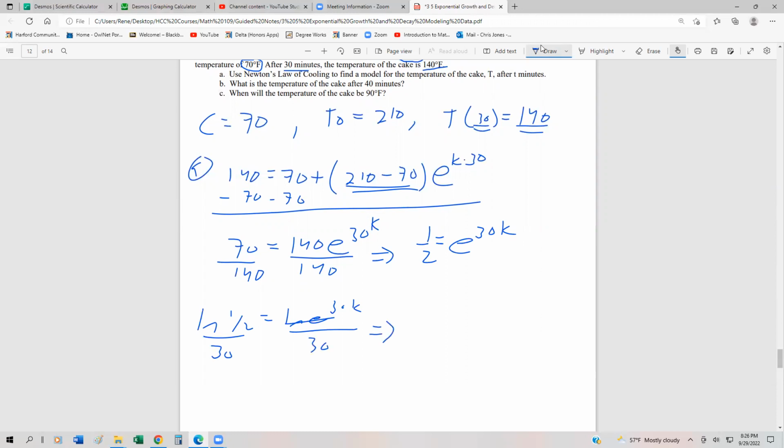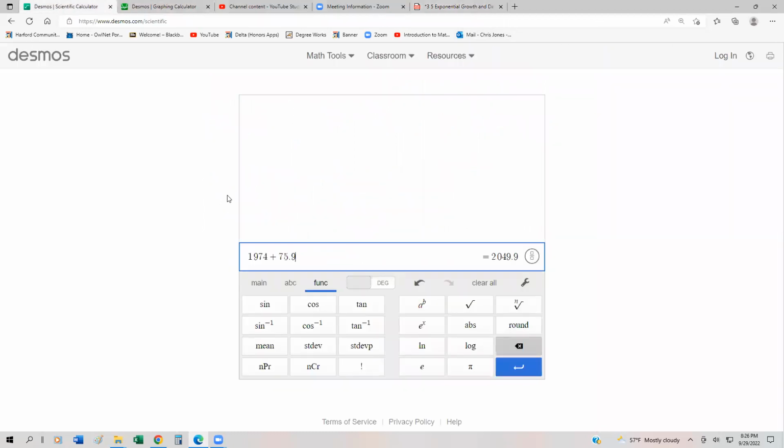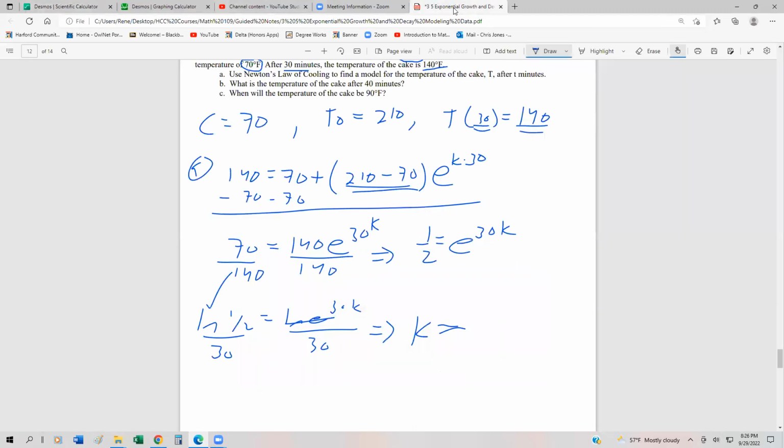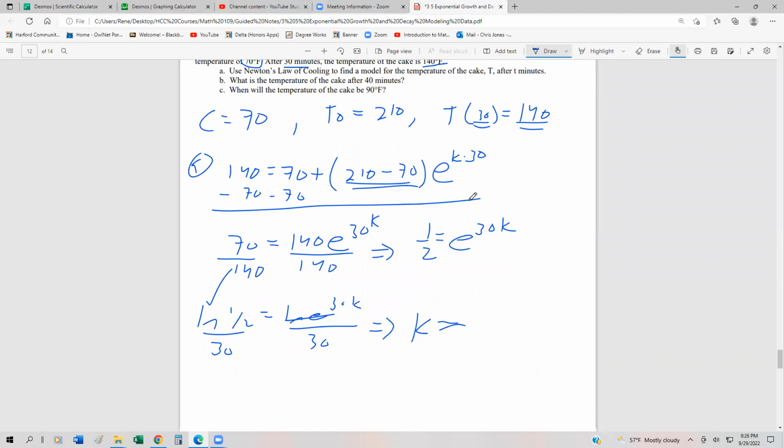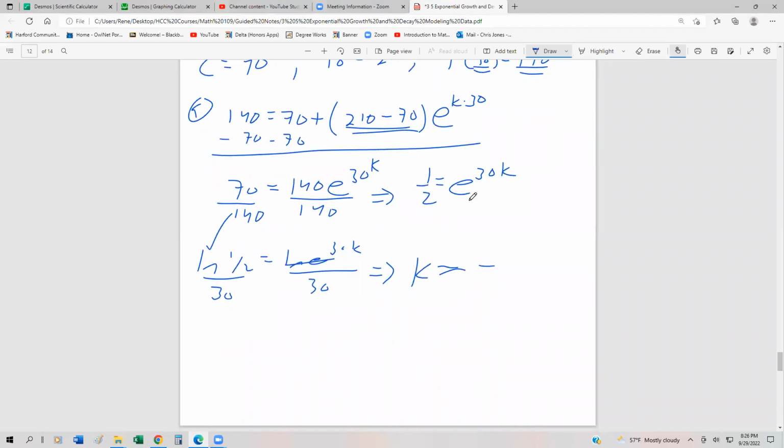All right. Now, we're going to just go ahead in our calculators. We're going to approximate k by just throwing this into our calculator. So we're going to clear this. And we have the natural log of a half, and we're going to divide that by 30. We should get a negative number. We get negative 0.0231. All right, so that's going to be our decay constant for this. That's actually going to help us to tell what the temperature is going to be. Okay, so K is going to be negative 0.0231.